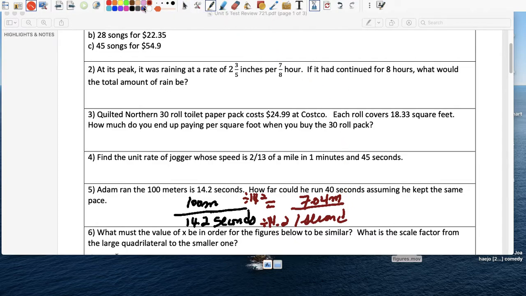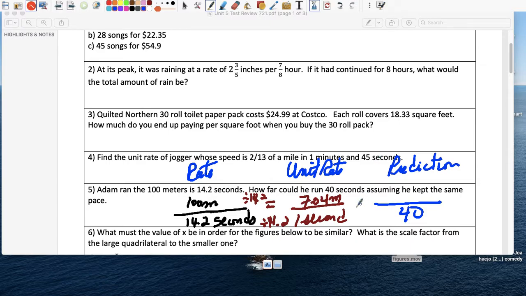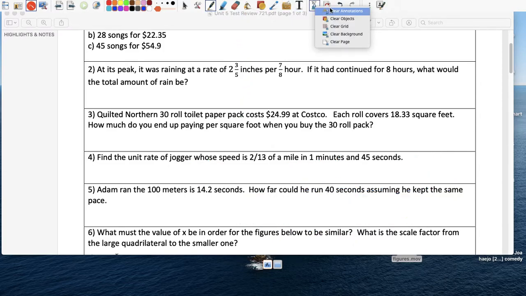Now if I want to find out how far he's going to run in 40 seconds, that's easy. We found our unit rate, and the reason we find it is because it's going to help us with our prediction. We want to predict how far he runs in 40 seconds. We know that in 1 second he covers 7.04 meters. It's just a question of multiplying by 40. 7.04 times 40 equals 281.6 meters. And that's how far he would run.